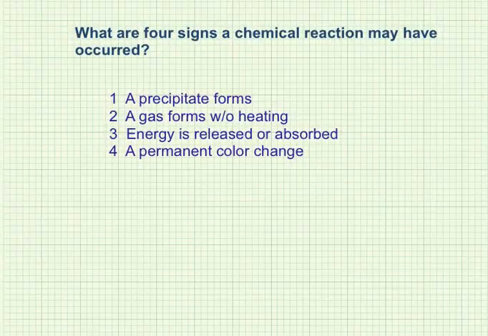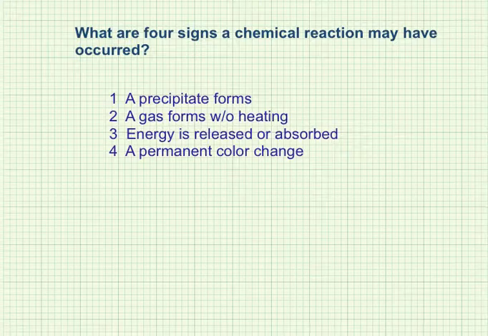There are going to be 4 signs that a chemical reaction may have occurred. The first is going to be a precipitate, and a precipitate is usually a solid that, if you centrifuge it, you can see the solid forms, or it'll appear real cloudy. So that's where you've taken 2 aqueous solutions and formed a solid. A gas can form without heating, where all of a sudden, if you've ever added Alka-Seltzer to water and it starts fizzing, that would be an example of a chemical reaction.